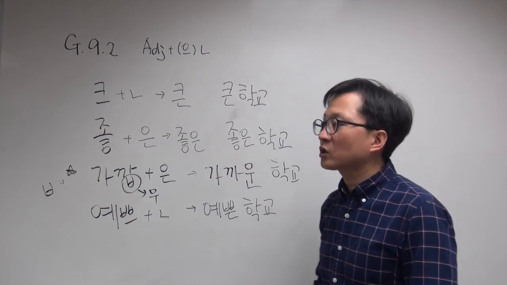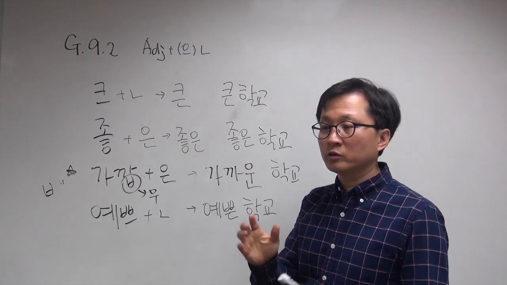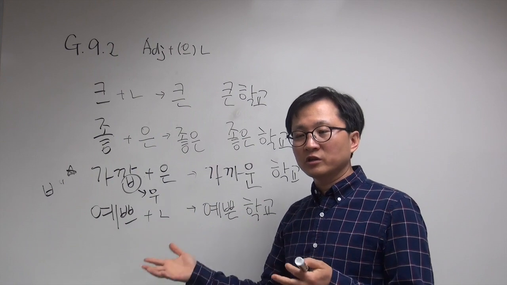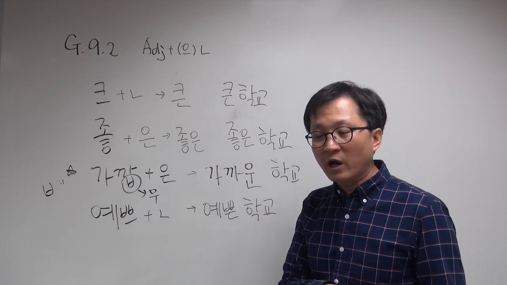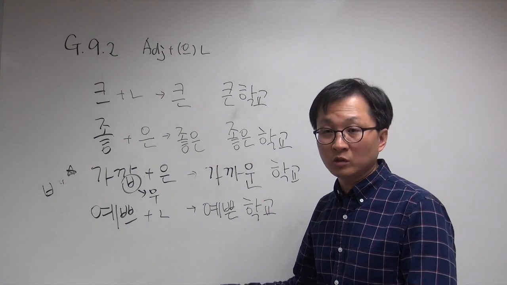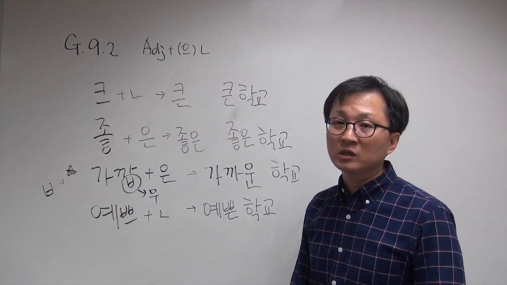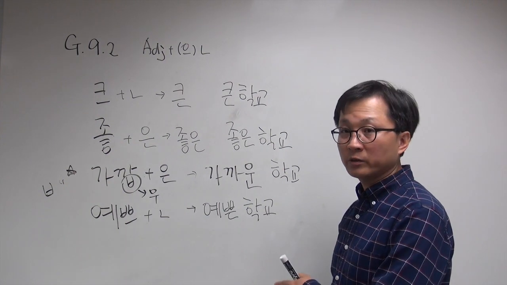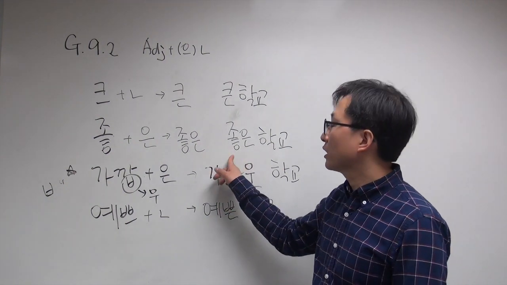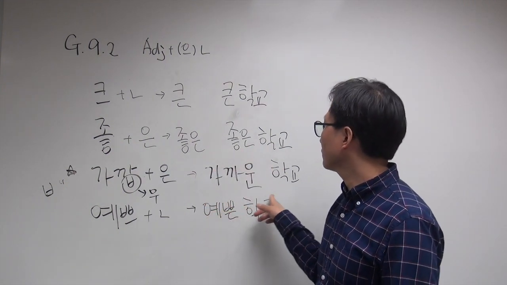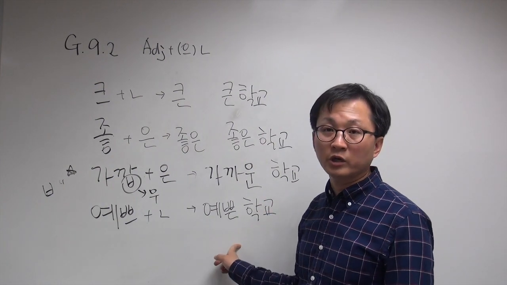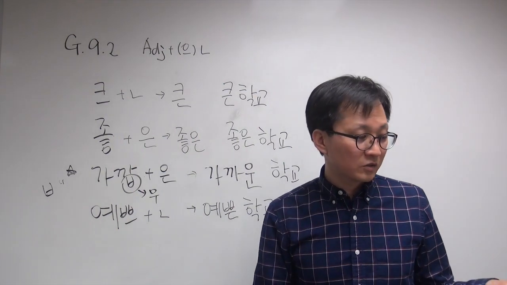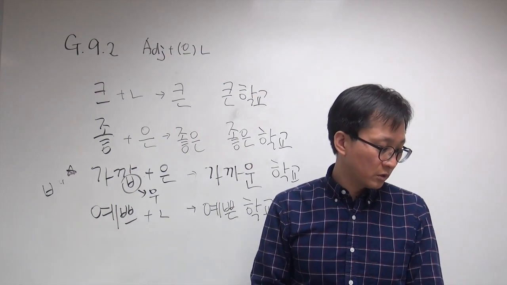아이오와 대학은 커요. The University of Iowa is big. But you can say the same meaning in a slightly different way. The University of Iowa is a big school. 아이오와 대학은 큰 학교예요. 아이오와 대학은 좋은 학교예요. 아이오와 대학은 가까운 학교예요. 예쁜 학교예요. Something like that. So far so good. This is really important.